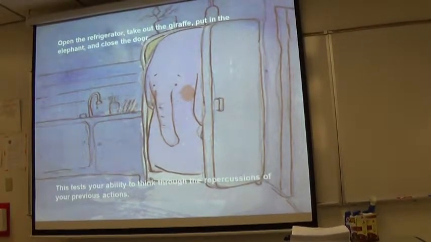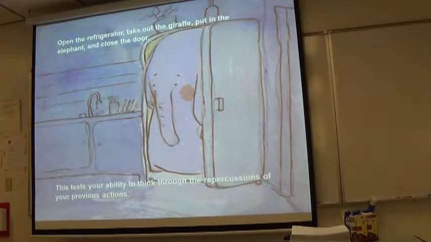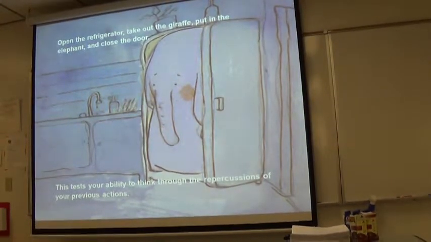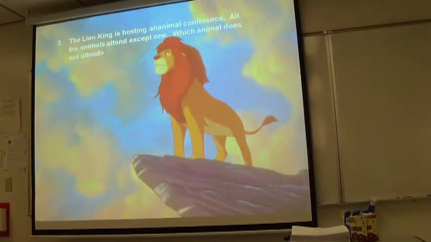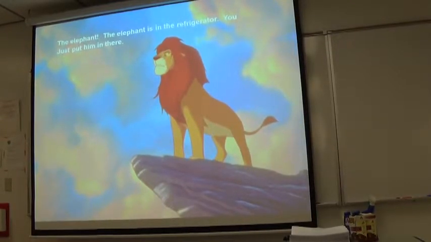So this tests your ability to think through the repercussions of your previous actions. Or make you feel stupid. Just use a different refrigerator. So the Lion King is hosting an animal conference, and all the animals attend except what? Which animal does not attend? All of them. The elephant. He's in the refrigerator. You can put him in there. See what I mean about feeling stupid?